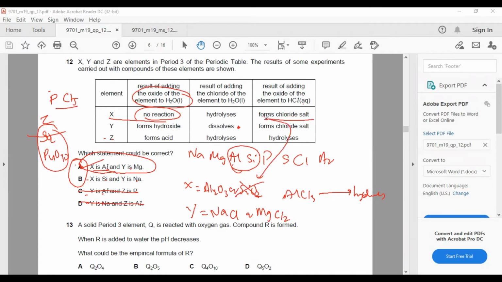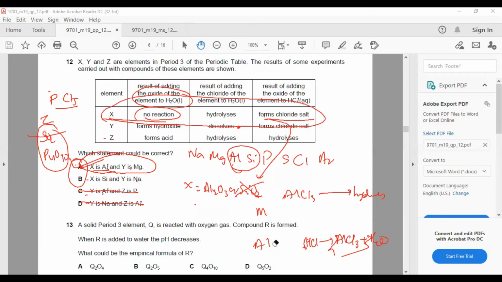dioxide is acidic, it does not react with acid. Silicon oxide is acidic. Aluminum oxide reacts with HCl to give aluminum chloride plus water. So X is aluminum. From these three, X is aluminum, which is why A is correct. No need to even see the Z.